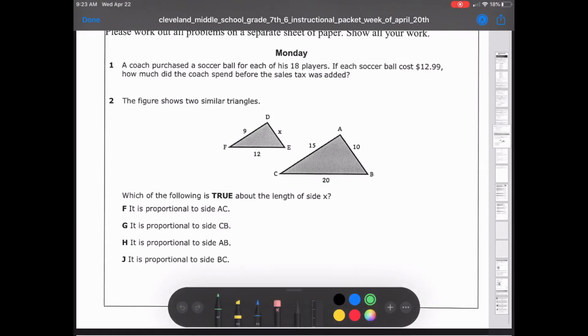All right, let's take a look at number 1. A coach purchased a soccer ball for each of his 18 players. If each soccer ball cost $12.99, how much did the coach spend before the sales tax was added? All right, so I look for keywords here. I always notice each. Right, so each player gets their own ball, and just one ball costs $12.99. So that tells me I need to take the amount of money for one ball and multiply it by the 18 players. Okay.